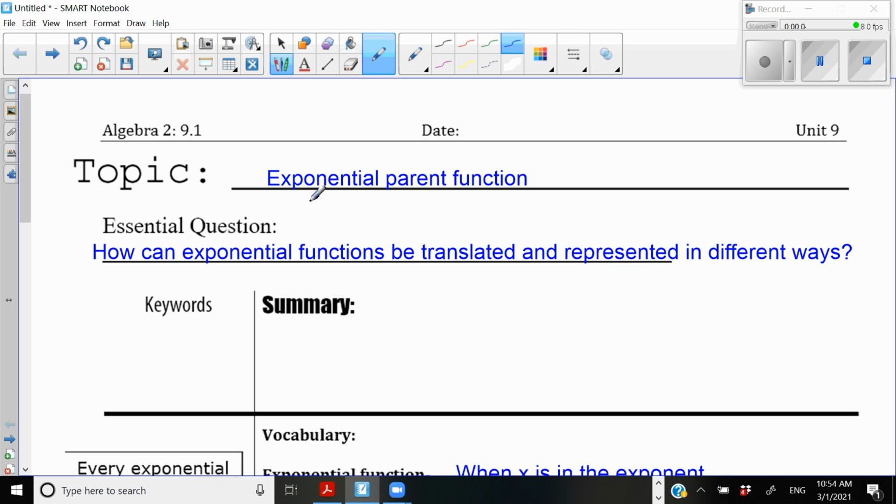Hi everyone, today we are going to work on the exponential parent function. Our essential question is how can exponential functions be translated and represented in different ways?